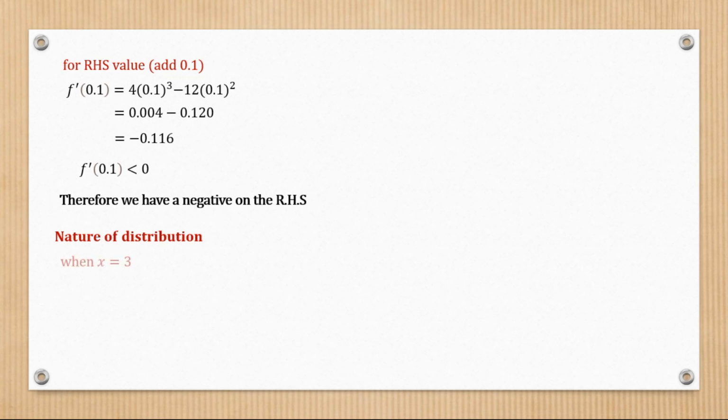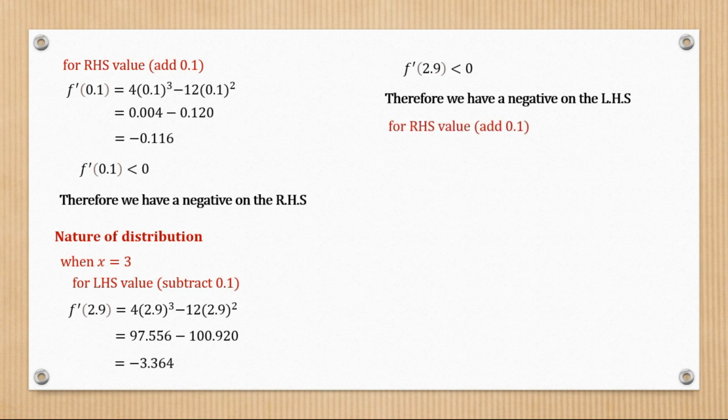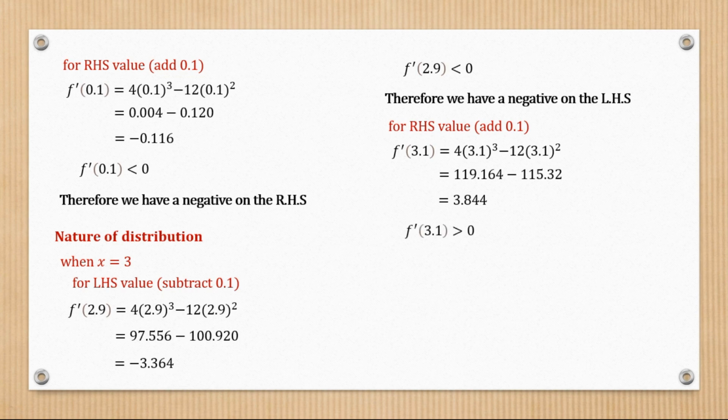Let's look at the nature of the stationary point when x is 3. For the left hand side value, we're going to subtract 0.1 from 3, which shall give me 2.9. So plug that into the function, and this is what I have. I have negative 3.364. So this value is less than 0, so therefore we have a negative on the left hand side. Let's look at its right hand side value. So add 0.1, and then I'll have 3.1. So plug in that, and I'll have 3.844, and this value is greater than 0. So therefore we have a positive on the right hand side.